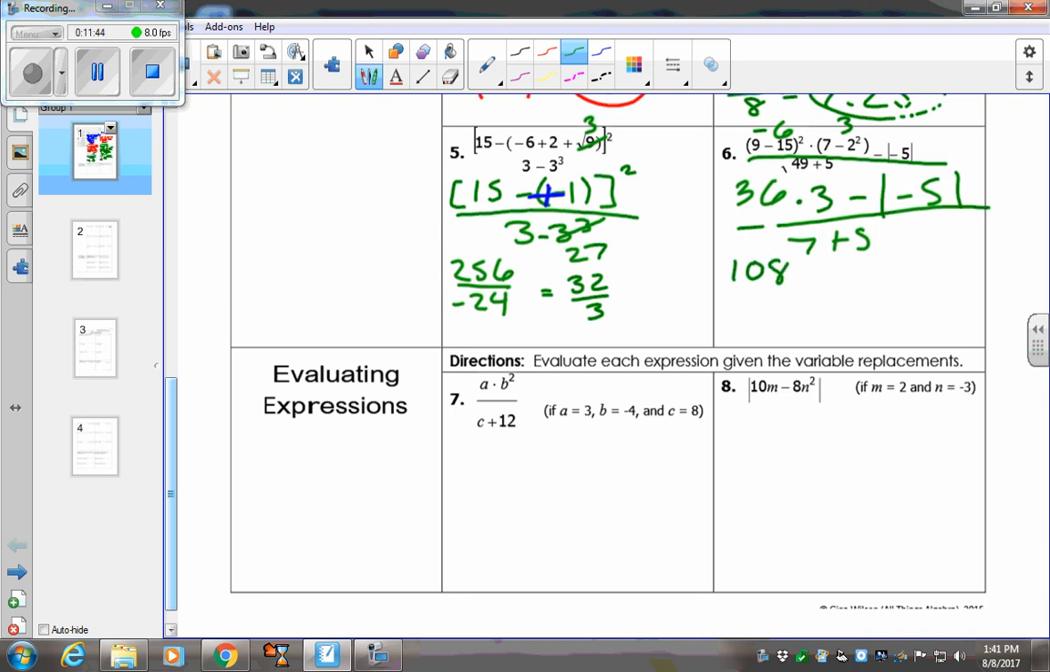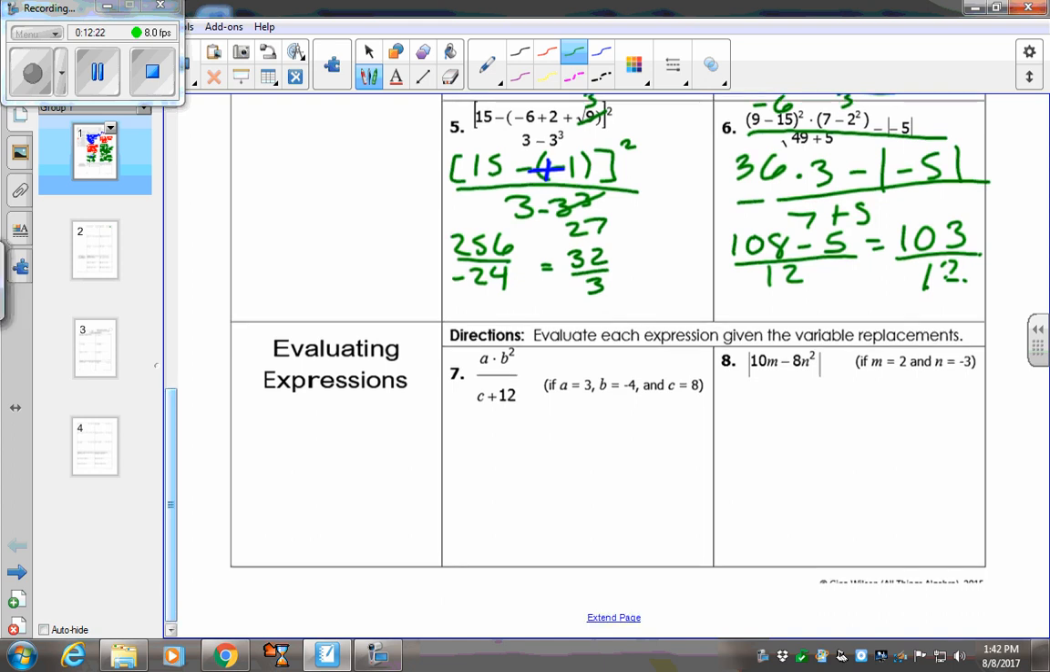108 minus, what's the absolute value of negative 5? Positive 5. So it's going to be back to negative 5. What is 7 plus 5? 12. So 108 minus 5 gives me 103 divided by 12. It didn't end, so keep it as a fraction. 103 divided by 12 is the simplest fraction, so leave it as a fraction.